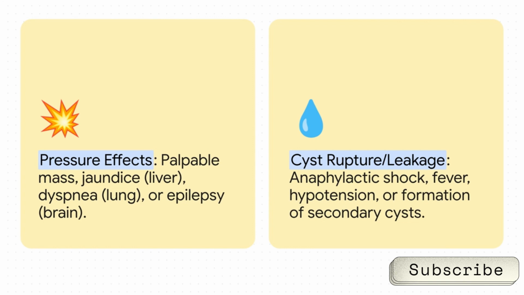So how does this thing actually cause problems for a patient? Well, it really boils down to two main pathways. The first is just a space problem. This cyst is a slow-growing balloon, and as it gets bigger, it just pushes stuff around. It puts pressure on the liver, the lungs, the brain.